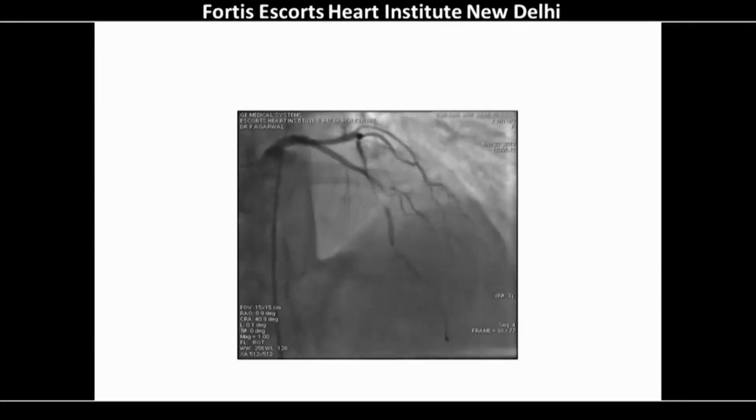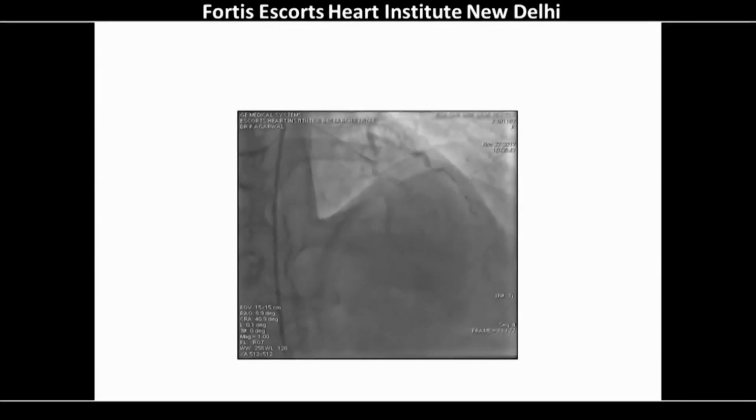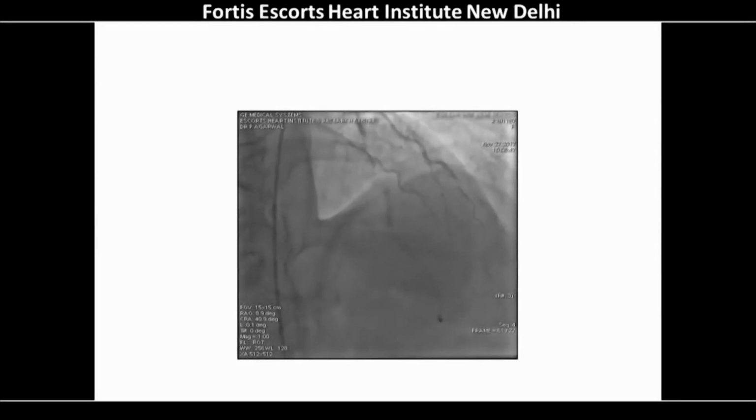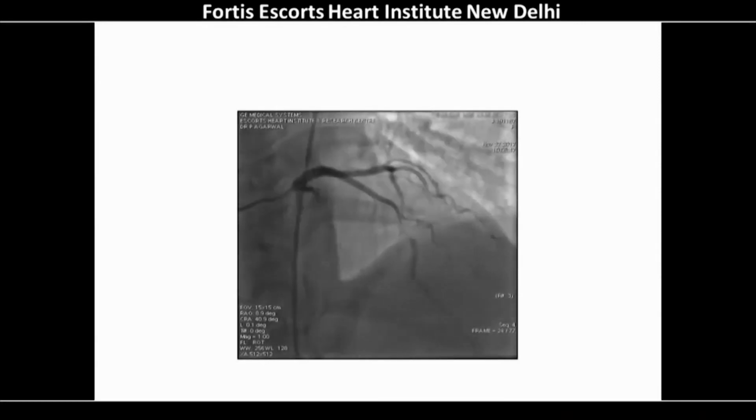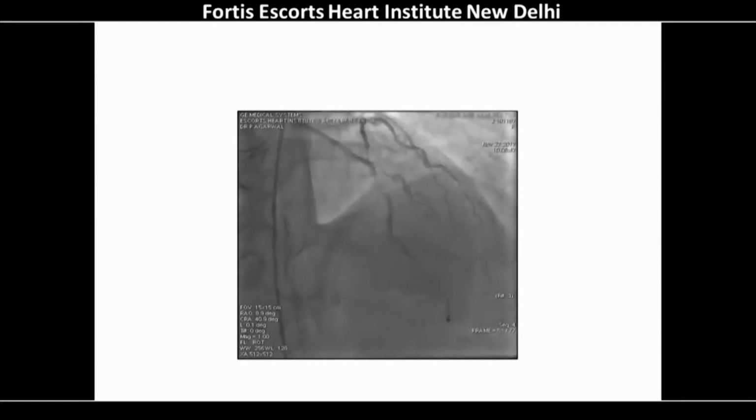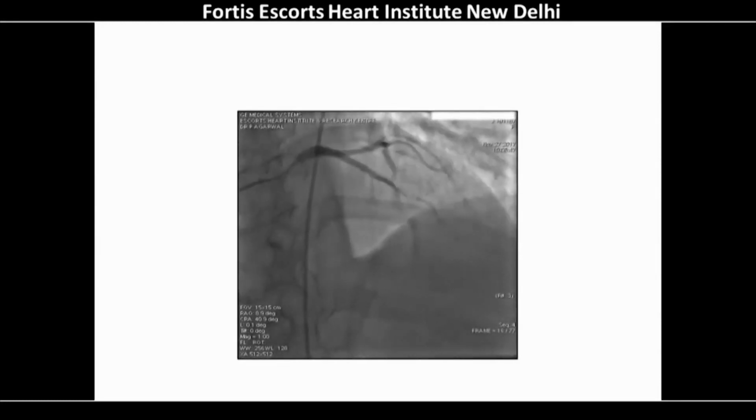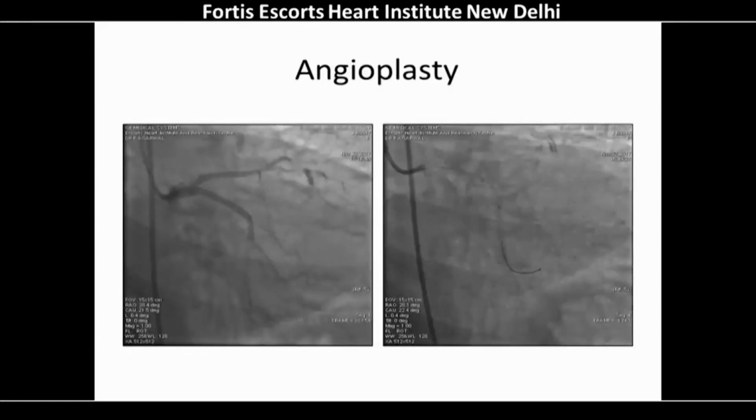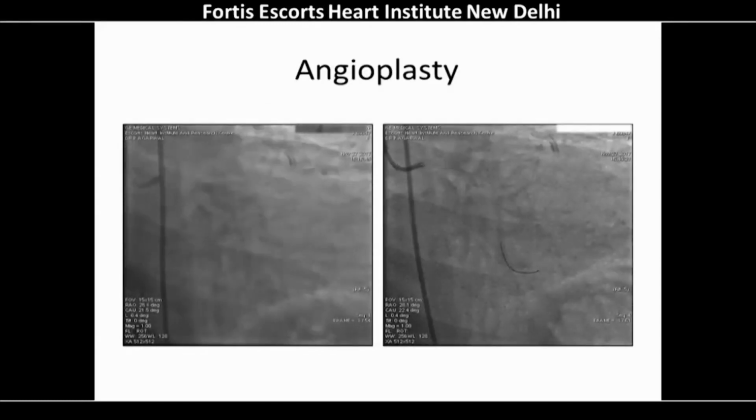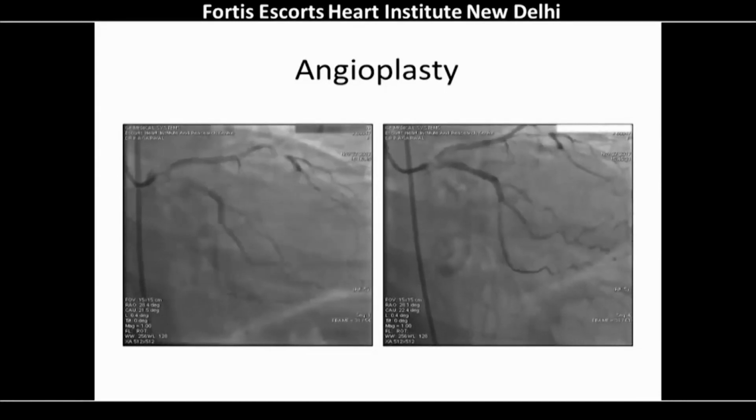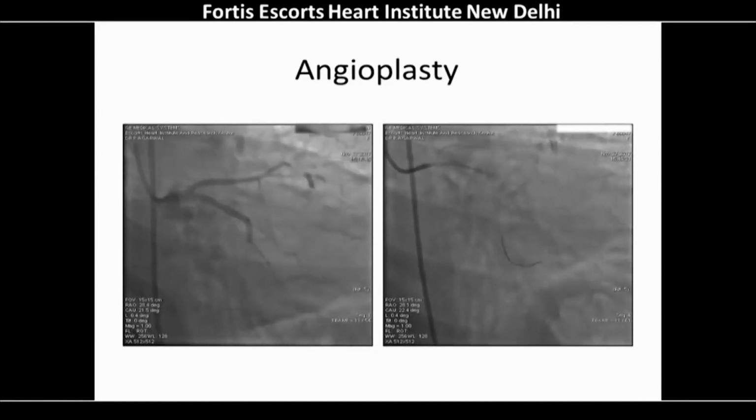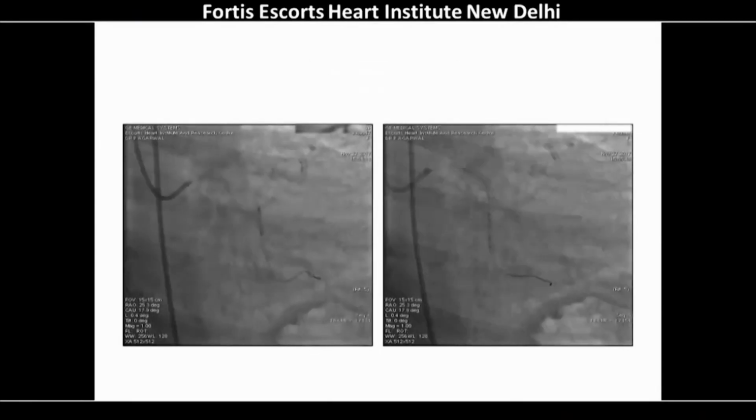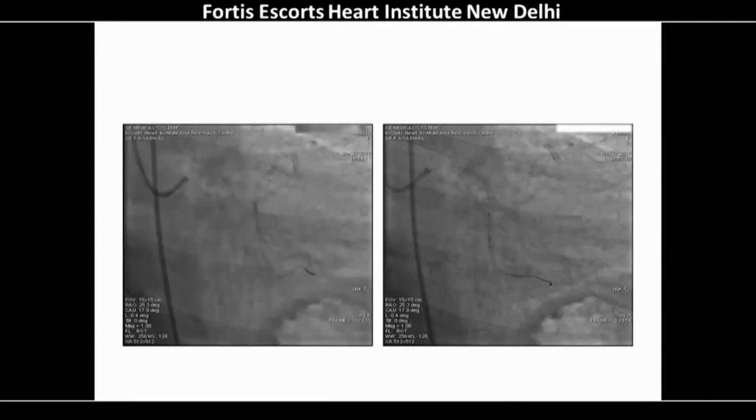So at that time, the initial intention was to do the circumflex artery. A week back, the circumflex was completed. It was done last month. Next, please. Your technique there was provisional stenting. It was just ballooning.